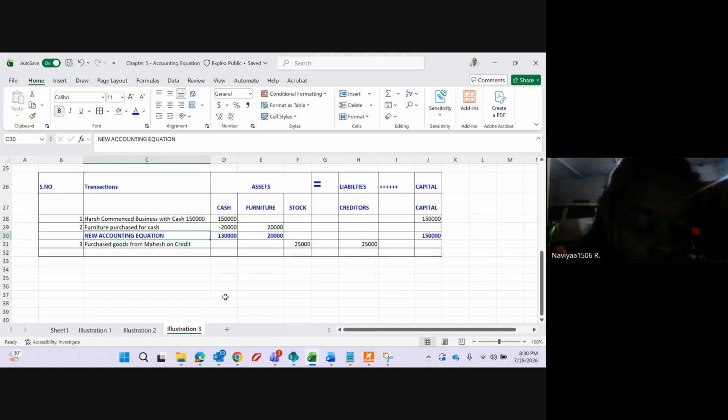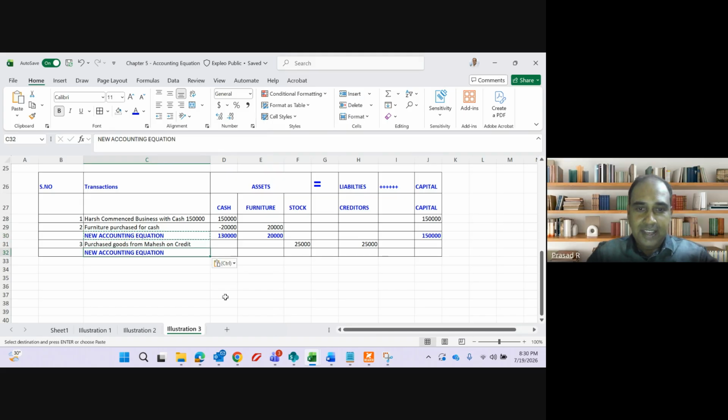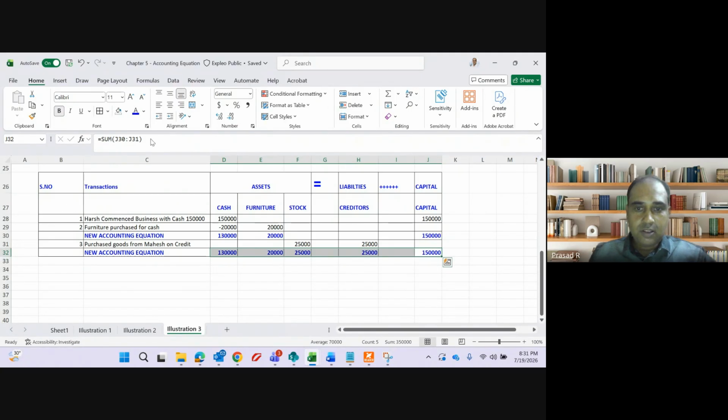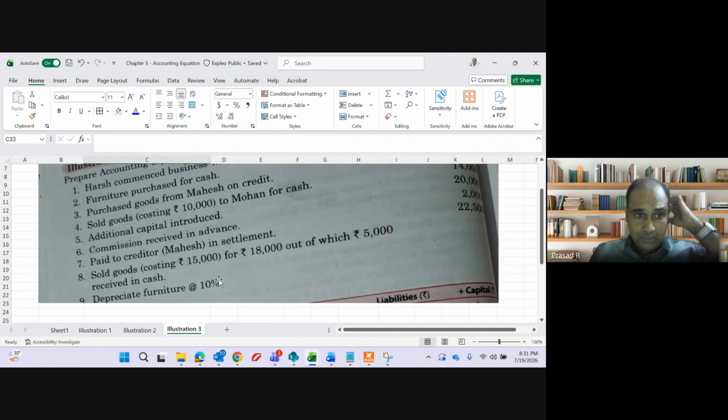New accounting equation. No change in cash. Cash will remain at 1,30,000. Furniture, no change. Stock, new asset category introduced. New liability introduced, Creditors. Capital remains intact at 1,50,000. Any doubt? Three equations already done. Fourth equation. What is the fourth one?